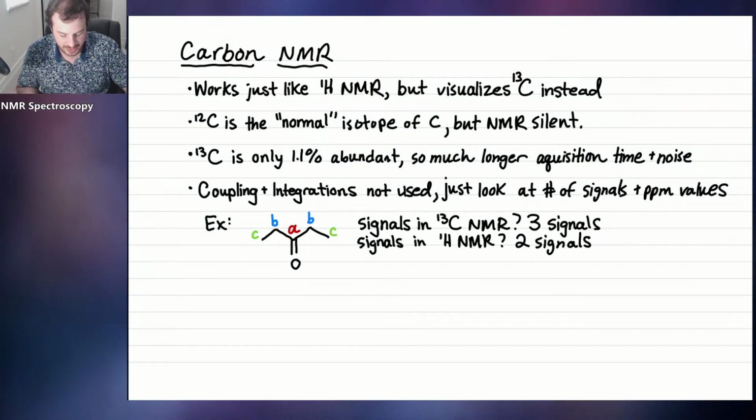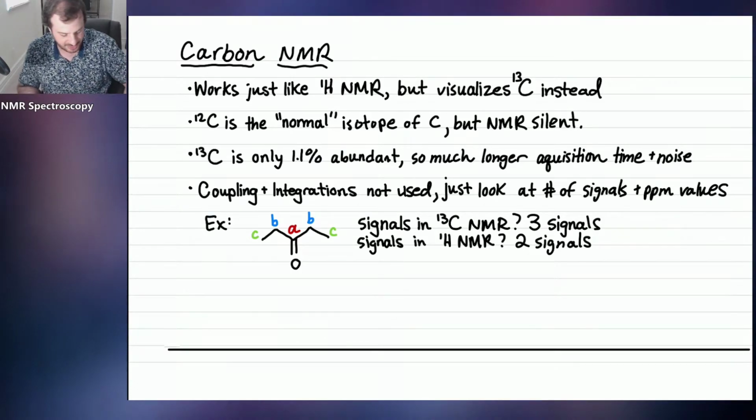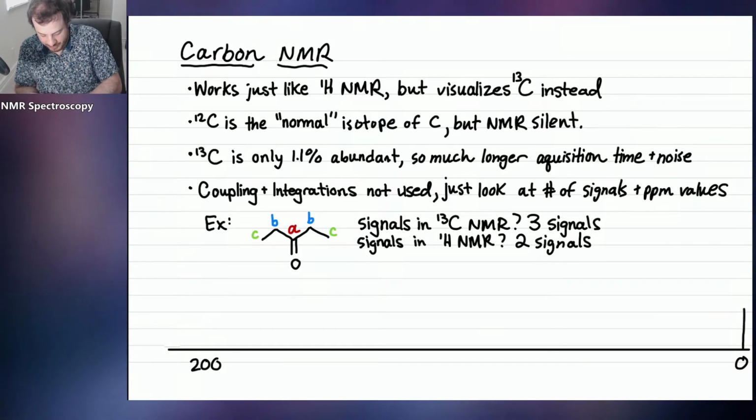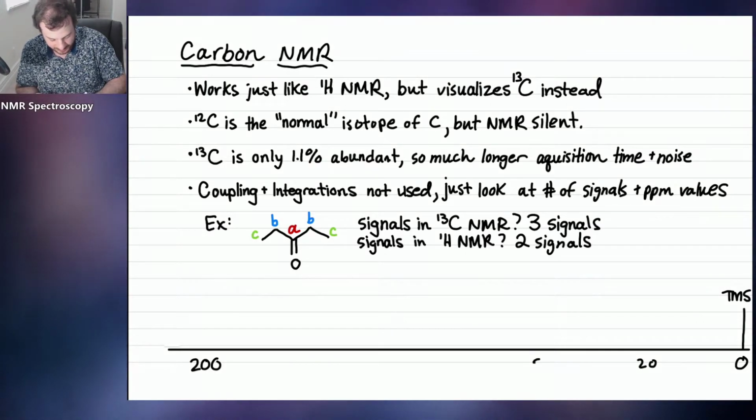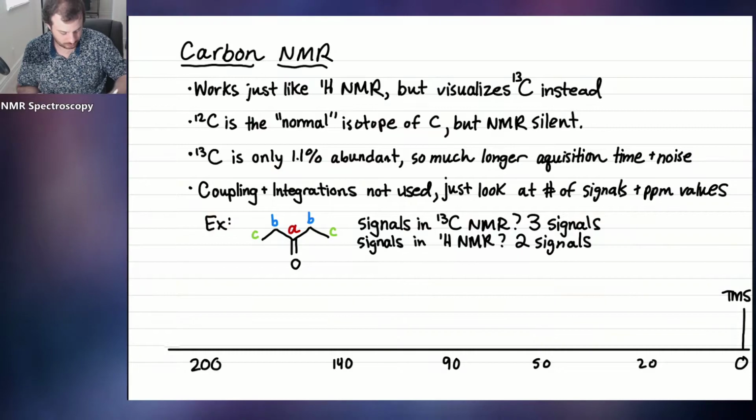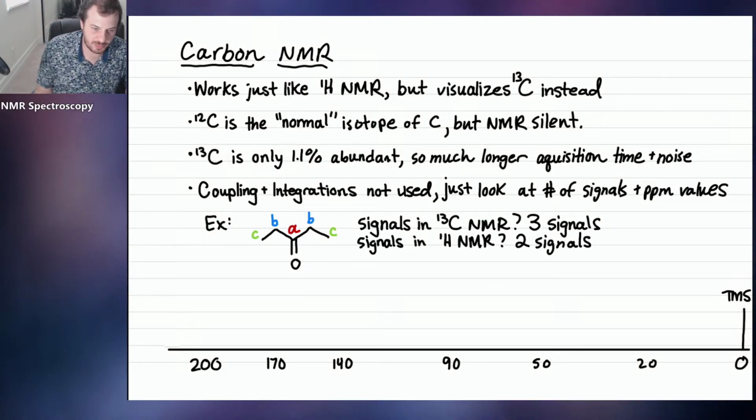Okay, now the x-axis for carbon NMR is a lot larger than the x-axis for proton NMR. So if we draw our x-axis here, instead of ranging from 0 to 10, carbon NMR goes from like 0 to 200. Okay. 0 is where TMS, which is the standard, tetramethylsilane, appears. And then let's just draw in some numbers here. We'll draw 20, 50, 90, about a 140, 170. Okay, these are some approximate values that'll be helpful.